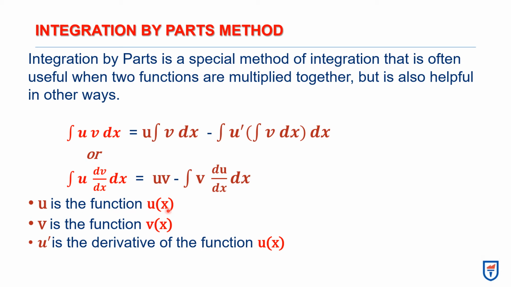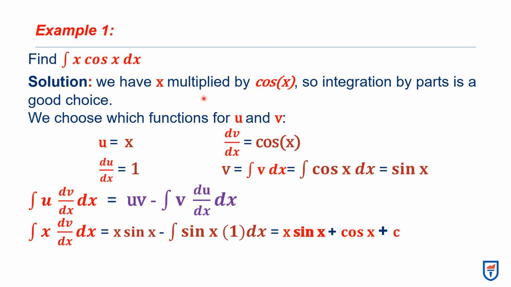So u is the function u(x), and v is the function v(x), and du/dx is the derivative of the function u(x). When we are finding our v, we need to integrate the dv that we have, so that we have the function v to substitute into the integration by parts formula. Here is our first example of solving using the integration by parts method.